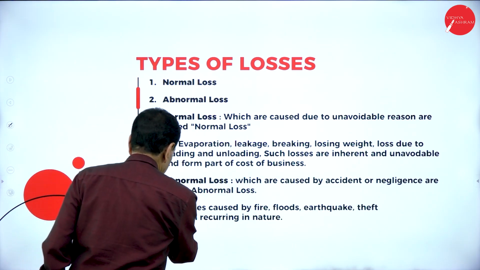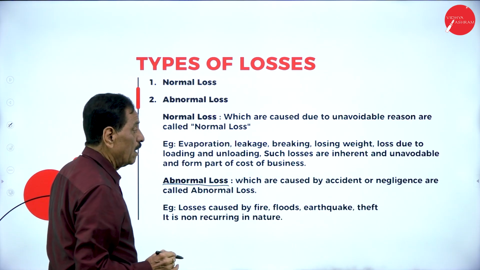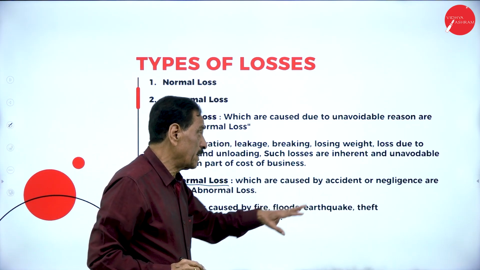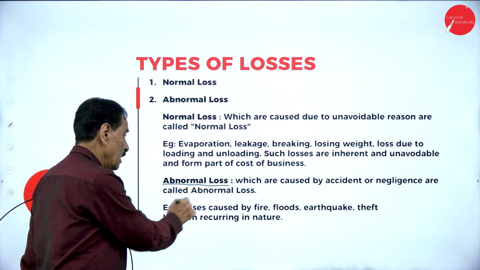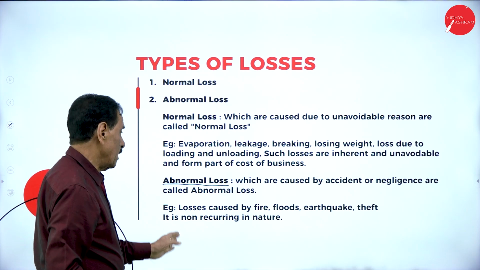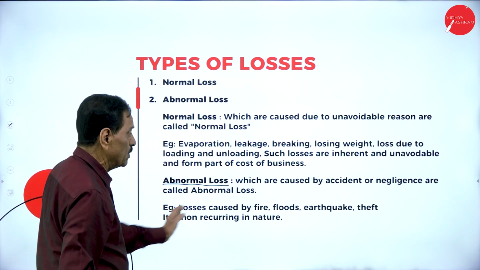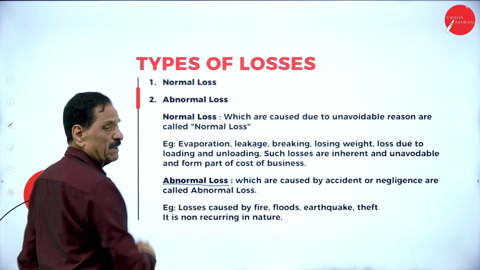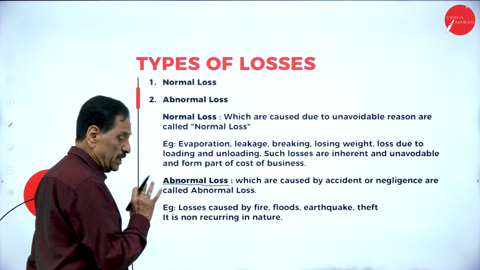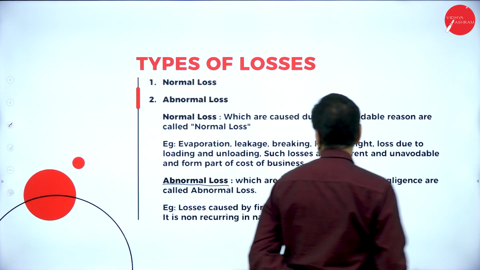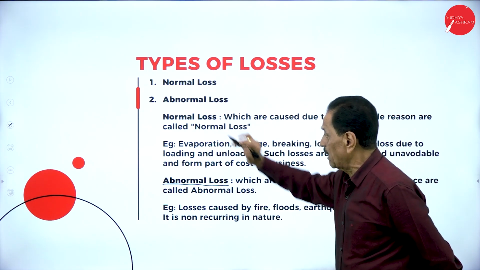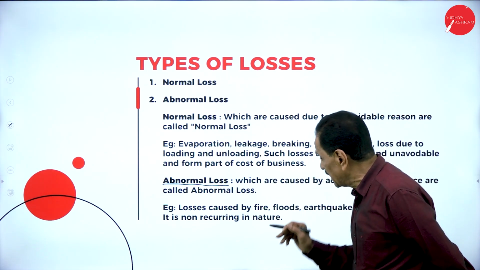Abnormal loss, which is caused by accident or negligence, is called abnormal loss. Examples: loss caused by fire, floods, earthquake, theft. Not regular in nature, whereas normal loss is very regular in nature. So the types of losses are one called normal loss, another abnormal loss. Abnormal loss is not a regular loss.